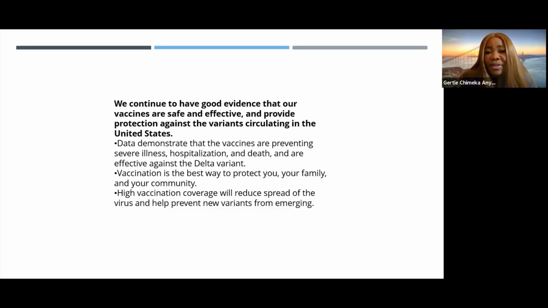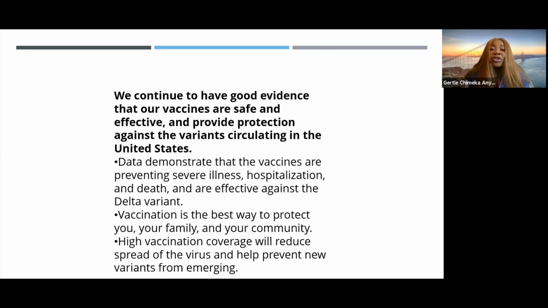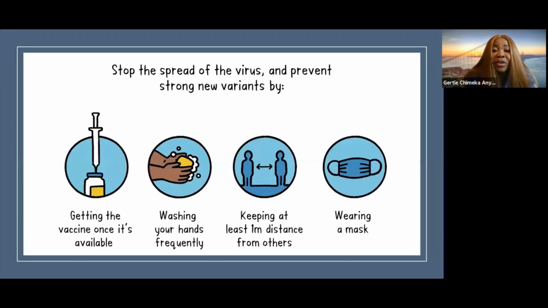We continue to have good evidence that the vaccines are safe and effective, and they provide protection against the variants circulating in the United States. Data also demonstrate that the vaccines are preventing severe illness, hospitalization, and deaths. They are very effective against the Delta variant. Vaccination is the best way to protect you, your family, my family, and our community. High vaccination coverage will reduce spread of the virus and help prevent new variants from emerging. And like I said before, they prevent hospitalization, severe illness, and death.